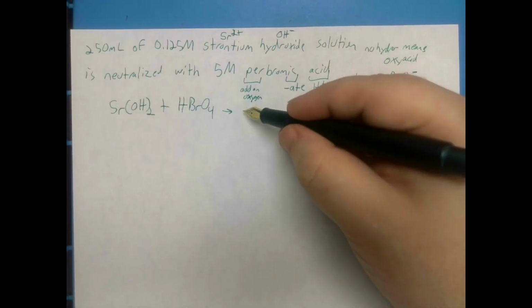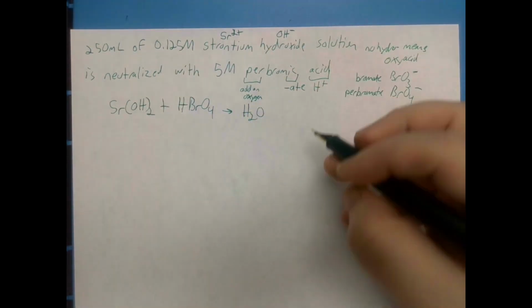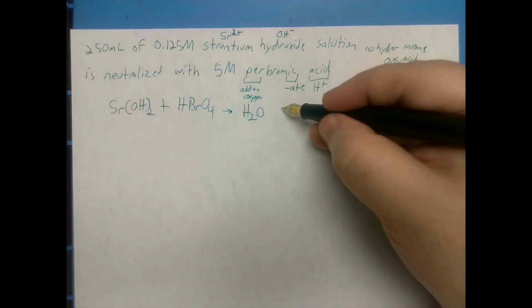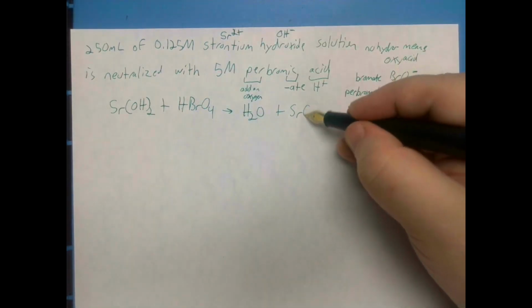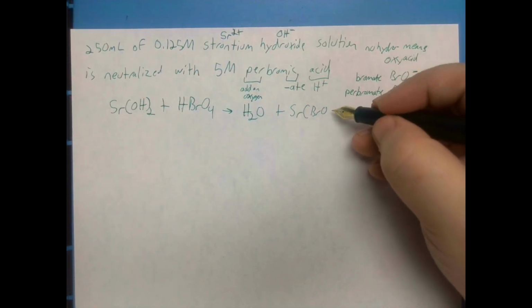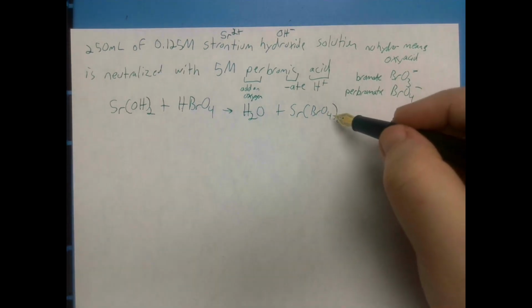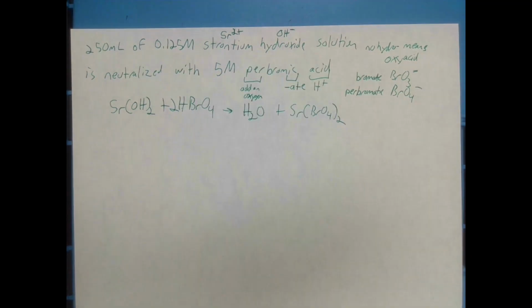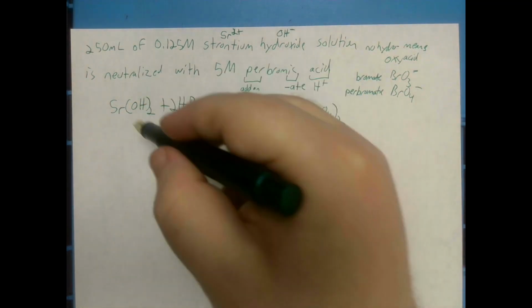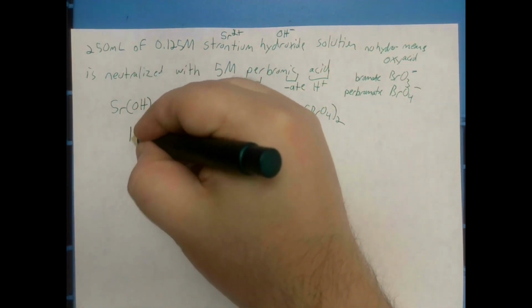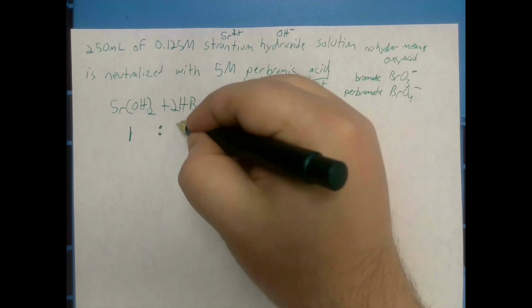H with the hydroxide is going to make water. And the strontium is a 2+, and this is a negative, so we need 2 of those per strontium. So we have 2 bromine over here, so we need 2 over here. We have 4 hydrogen, so we need double the hydrogen. That's balanced. So the ratio is 1 to 2.